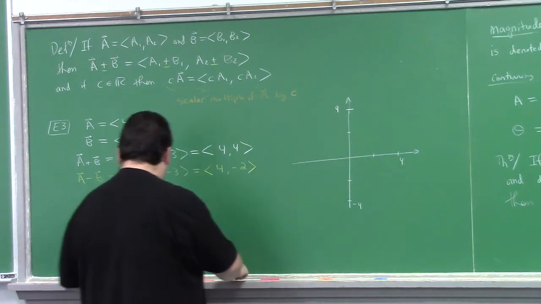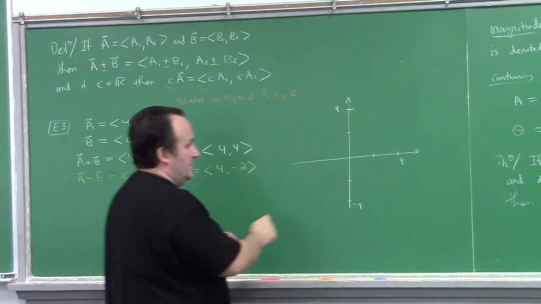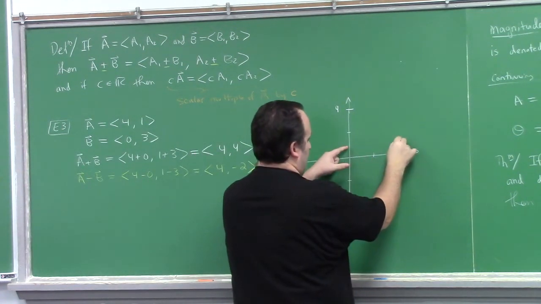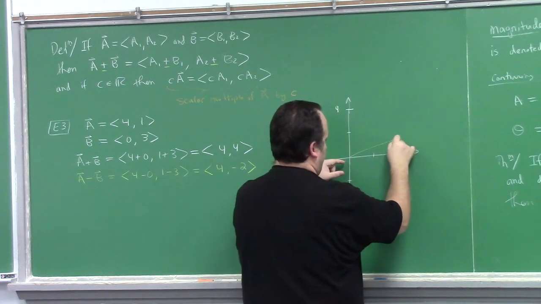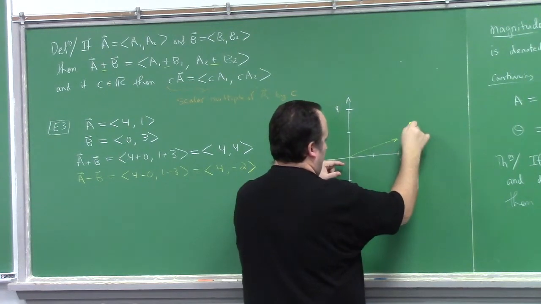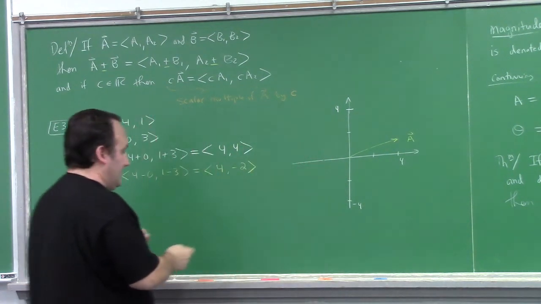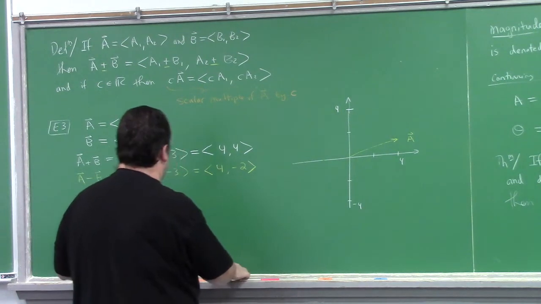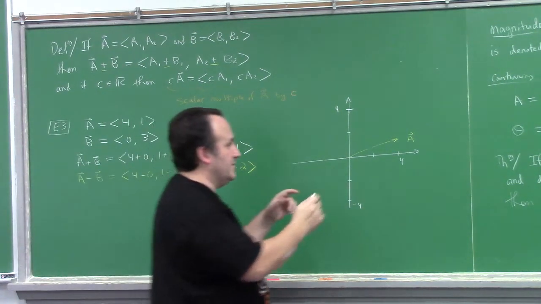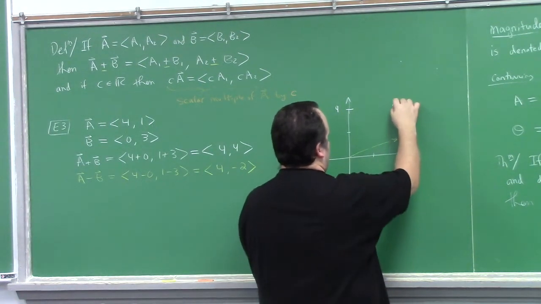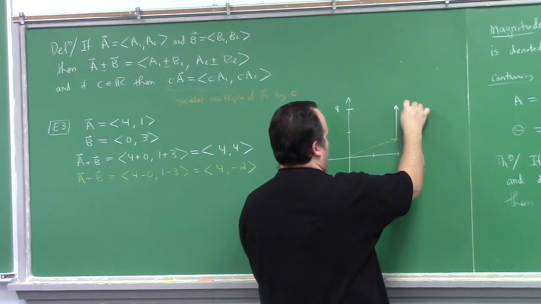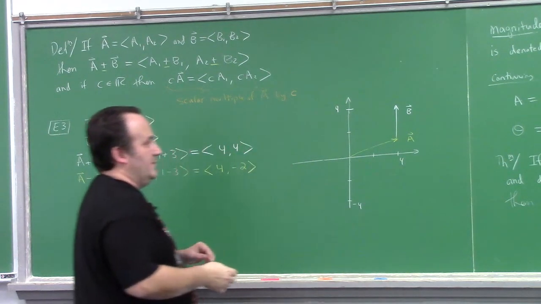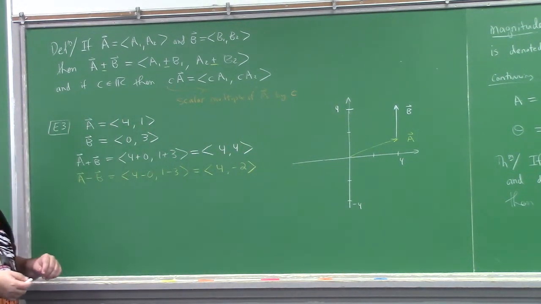All right, so A goes to here, right? It goes 4 over, 1 up. So A looks like this, right? And B, what's B look like? Well, B is (0, 3), so that's a vertical vector. It goes up to here. I drew it that way on purpose. So this is the way to understand them geometrically.